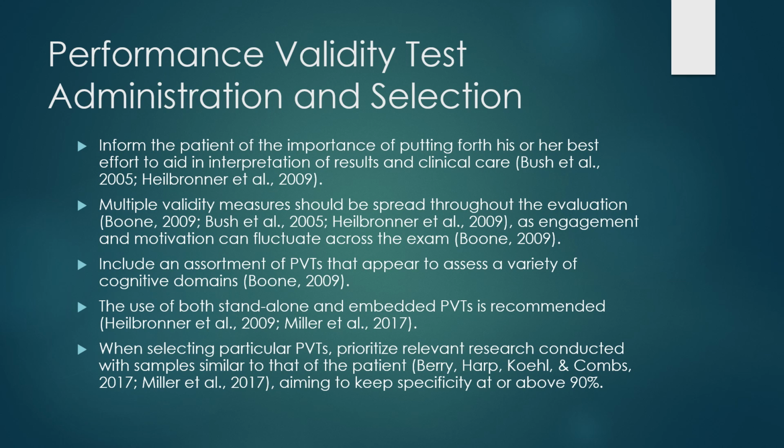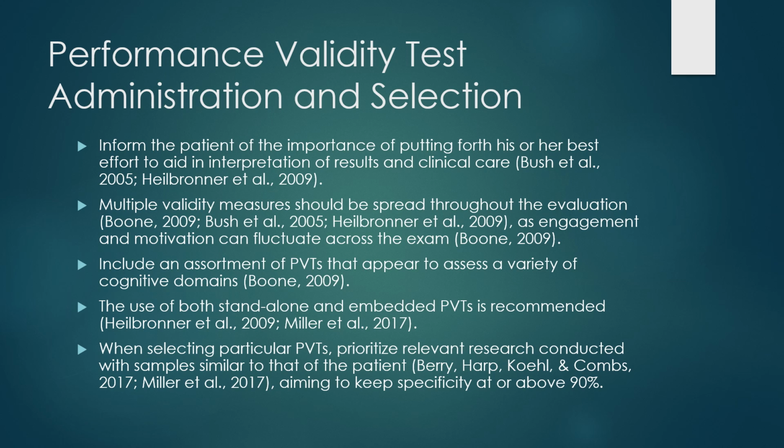Similarly, you should be using both standalone and embedded PVTs. And when you do select particular PVTs, it's important to prioritize relevant research conducted with samples similar to that of the patient. And ideally, you really want to keep specificity at or above 90%. So this is something that test developers take into account when developing standalone or embedded PVTs. They really want to make sure that the specificity is at or above 90% so that we reduce the chance that we are incorrectly concluding that someone is putting forth an invalid performance.